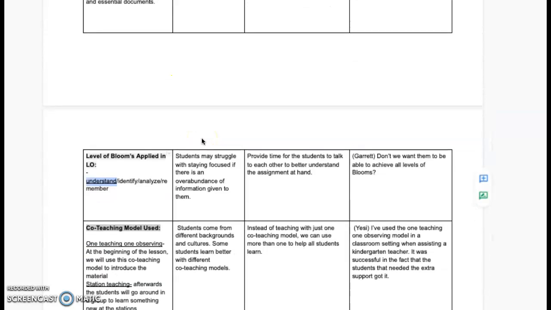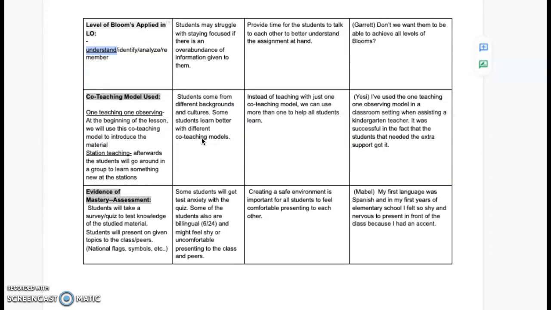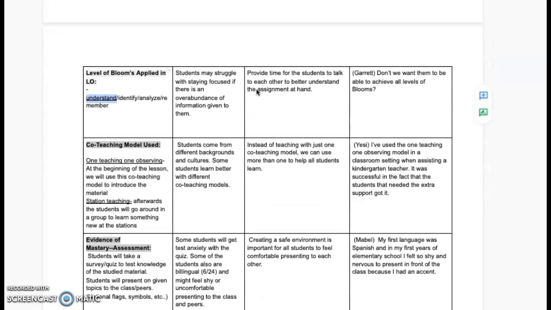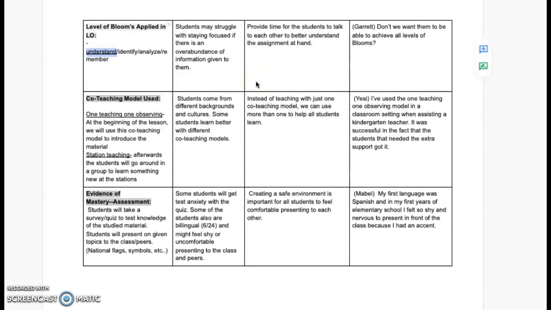So for the barriers, our students may struggle with staying focused if there was an overabundance of information given to them. Nowadays, students have really short attention spans. Even I could relate to this though. The solution my co-teachers and I came up with is to provide time for the students to talk to each other to better understand the assignment at hand.